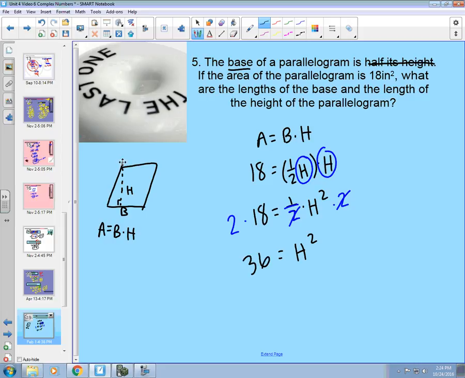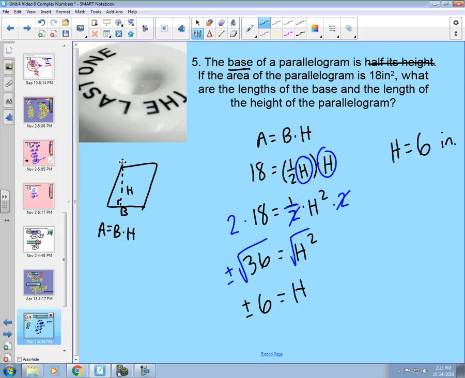Okay, hopefully you see how to finish this one now. To undo our power of 2, square root. So we get plus or minus the square root of 36, which is plus or minus 6. So the height's either positive 6 or negative 6. This is a geometry one, so we're going to go with the positive one here of 6. So that means the height is 6, and that would be in inches.